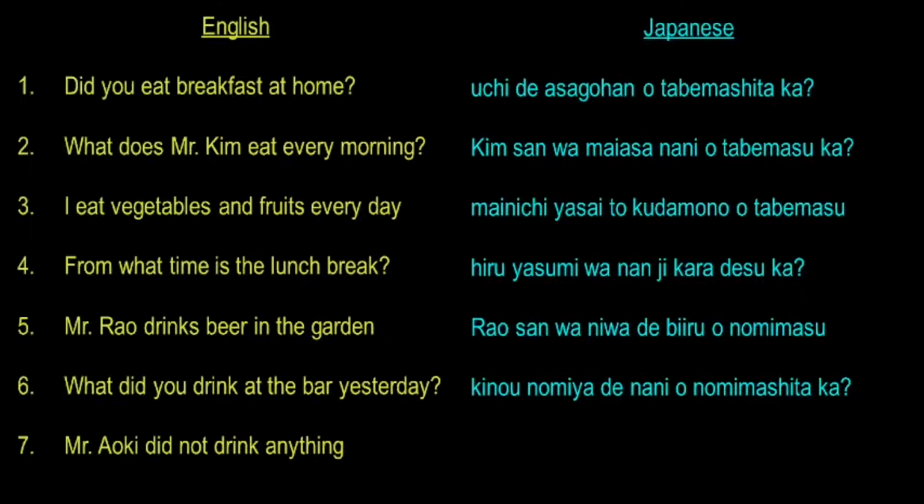Let us go to the last sentence. You have learned the phrase nanimo followed by a verb in its negative form. If we use it, the translation will be Aoki-san wa nanimo nomimasen deshita. Please remember the sequence and try to practice with different words. So that is it for now.